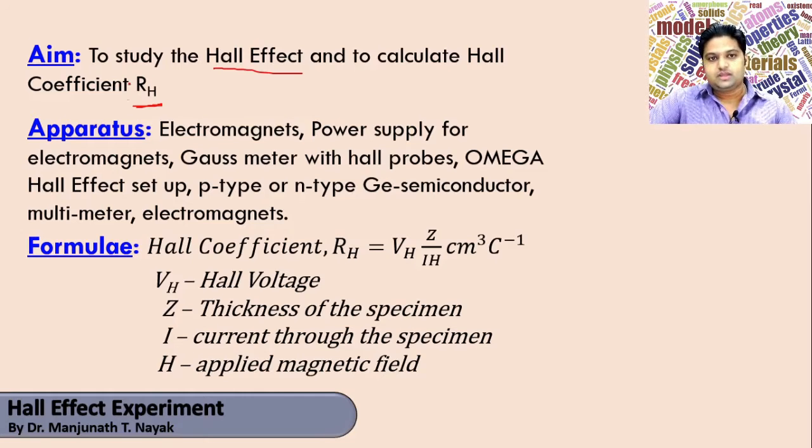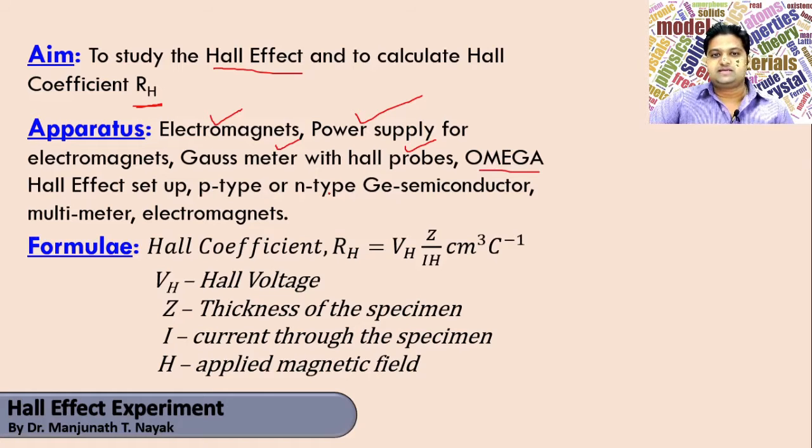Fine. Now you will be given an apparatus like an electromagnet. You will be given a power supply for the electromagnet, a Gauss meter to measure the magnetic field, and Hall probes. Gauss meter with Hall probes. I'll just show you the Hall probe, I have them all. And the Omega Hall effect setup. Omega is the name of the brand. And the Hall effect setup.